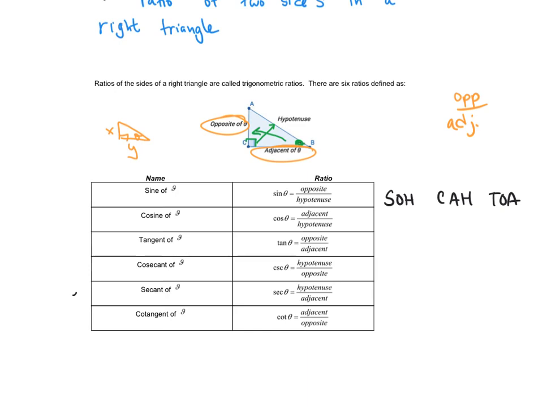The last three, if you recall, are reciprocals. Cosecant is the reciprocal of sine. So sine is opposite over hypotenuse, so cosecant is hypotenuse over opposite. Same thing for secant and cosine. Secant is hypotenuse over adjacent, while cosine is adjacent over hypotenuse. And then finally, we have tangent and cotangent. Those are also reciprocals because one is opposite over adjacent, one is adjacent over opposite.